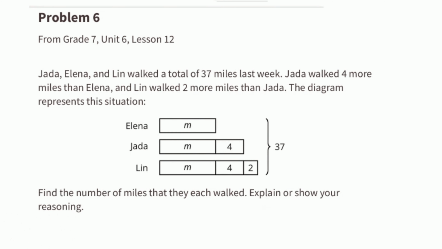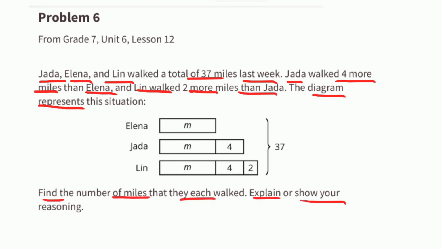Problem number 6 from 7th grade Unit 6 Lesson 12. Jada, Elena, and Lynn walked a total of 37 miles last week. Jada walked 4 more miles than Elena, and Lynn walked 2 more miles than Jada. The diagram represents this situation. Find the number of miles that they each walked. Explain or show your reasoning.